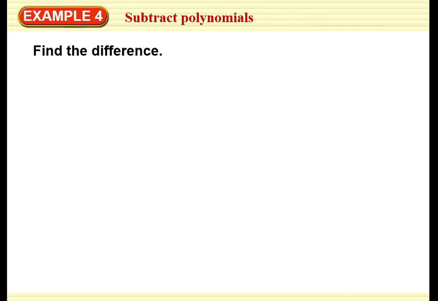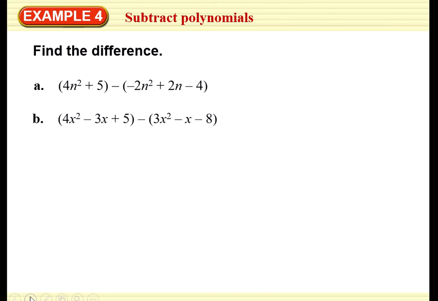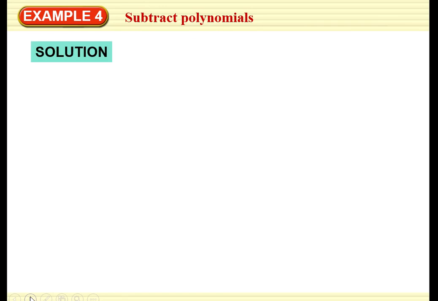So this brings us to subtracting polynomials, which is going to be a very similar process that we've undergone before. All right, so in example 4, find the difference here. If I have 4n squared plus 5, then I subtract the entire next polynomial. And then I've got another example. So, solution.